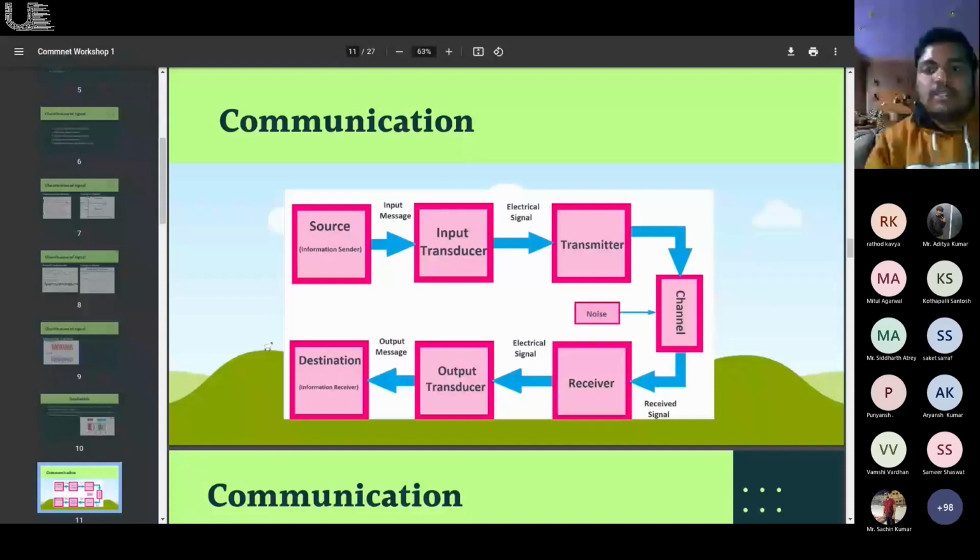Next, after the input transducer, we get the electrical signal, and we send it to the transmitter. What will the transmitter do? It will transmit the electrical signal into the channel. Now, what is the purpose of the transmitter?